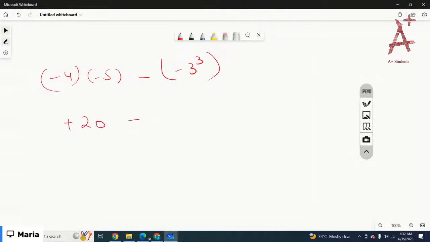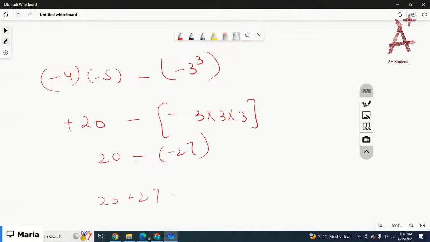5 times 4 is 20. And now you have 3 as the exponent of 3. You have to write down the negative sign as it is. Just do 3 times 3 times 3. It would be negative 27. So negative and negative makes positive. So it would be 20 plus 27, that equals 47. Got it? So the correct option is 47.